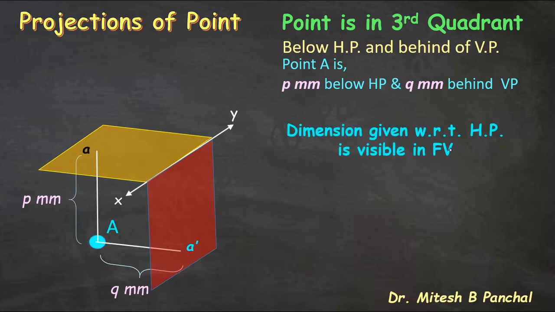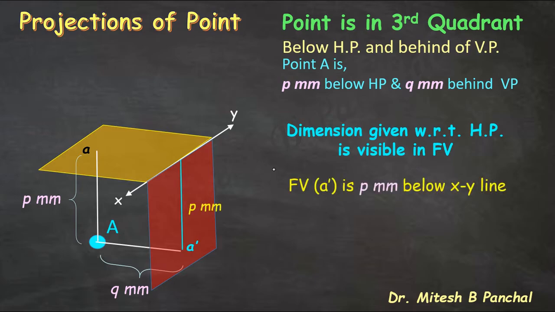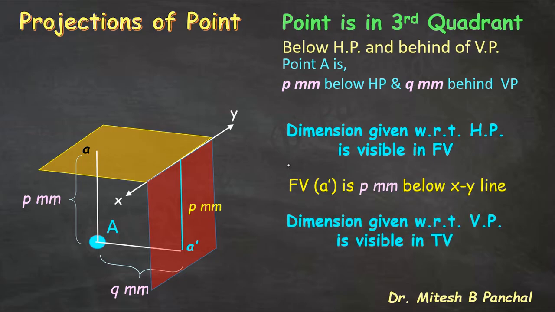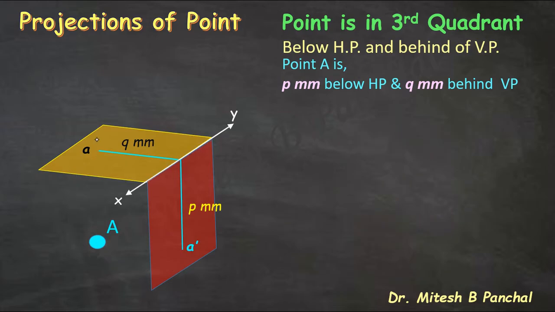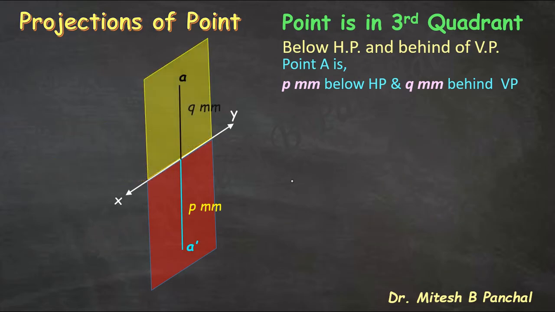The dimension with respect to HP is visible in the front view. So A dash is P mm from XY line. The dimension with respect to VP is visible in the top view. So the top view of point A, that is small a, is Q mm from XY line. Again, here also we have to consider the position of the vertical plane, that is VP is fixed and we have to rotate HP in the clockwise direction by 90 degrees. So you can obtain the final projections like this in the plane.